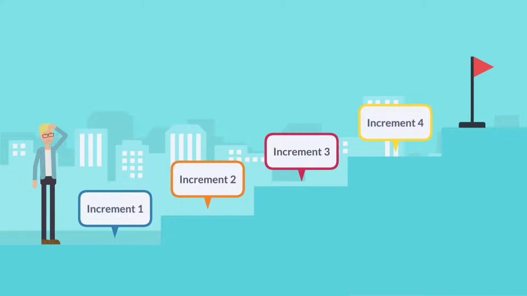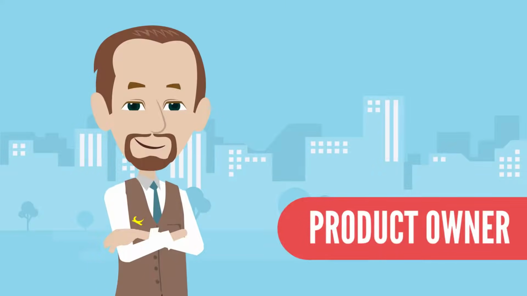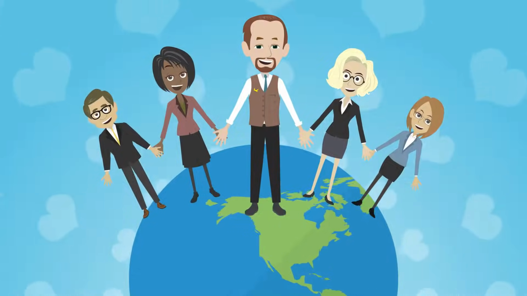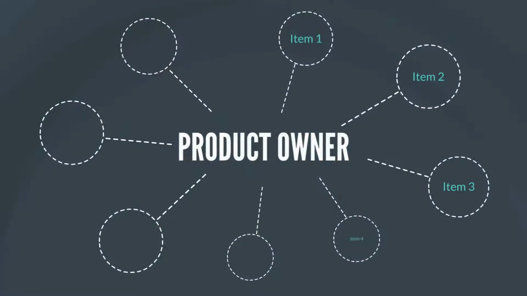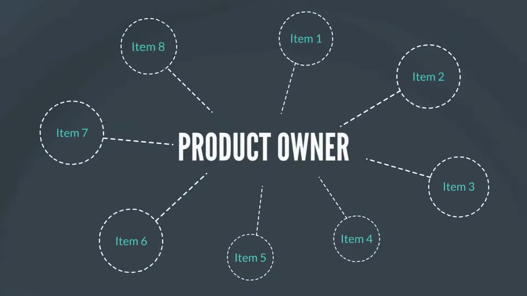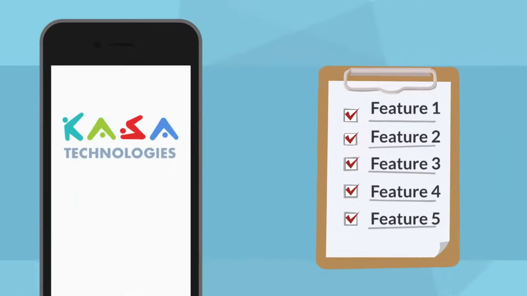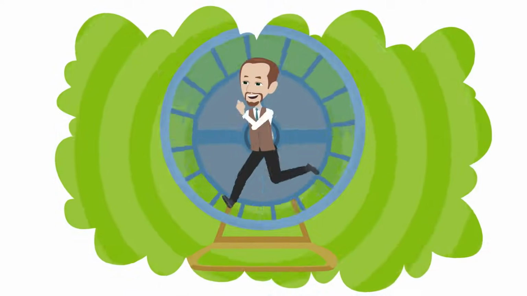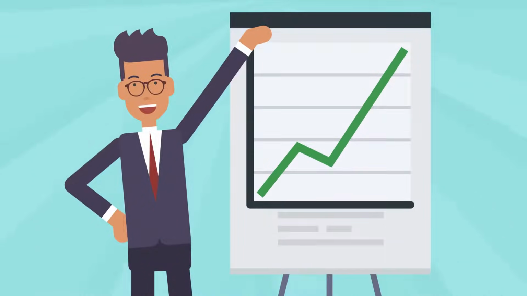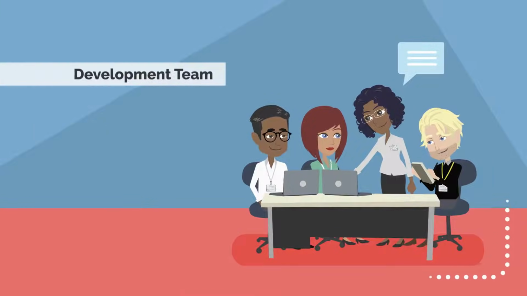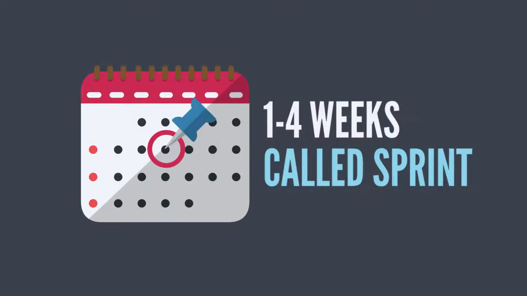For example, in Scrum, everything starts with the product owner, who represents customers and all stakeholders. The product owner prioritizes the list of all the work that might be needed for the product. The list is called the product backlog. The product owner optimizes and maximizes the value of the work done by the development team over a period of 1 to 4 weeks, called a sprint.